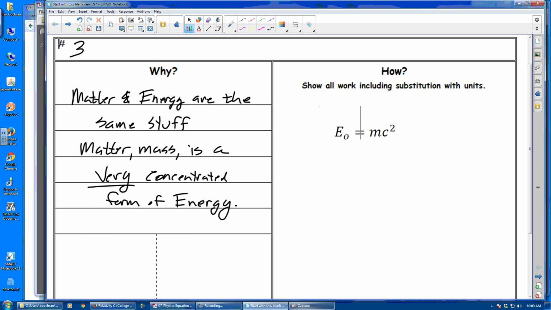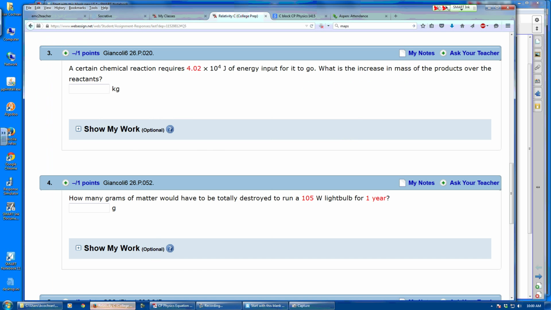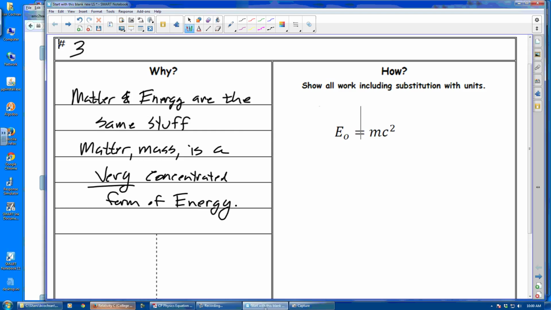Okay. So let's see. They give me energy, I think, in this problem, right? 4.02 times 10 to the 4th joules. That would be E, which stands for energy. And they asked me to find the mass, and I know the speed of light. Done. So let me know if you need help with the individual math.